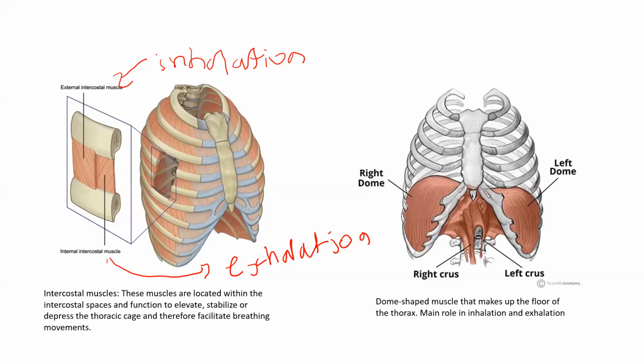And then we also have the diaphragm, the big dome-shaped muscle, and it makes up the floor of the thorax. Obviously it plays a role in inhalation and exhalation, and the concept of inspiration and exhalation will be explained in physiology. This is just an introduction to this, but it will be explained in more detail in future lectures.